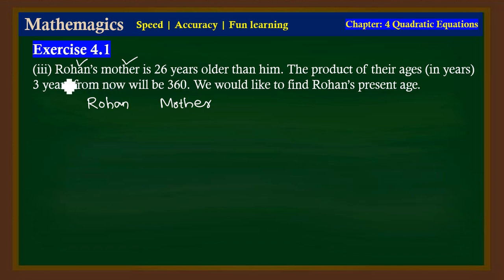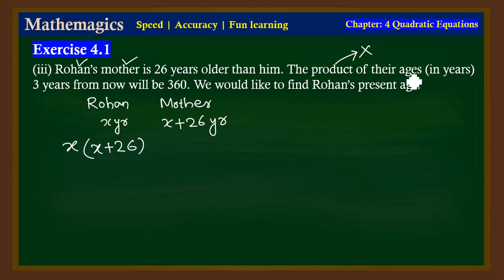Okay, but now we are going to follow. Rohan's mother is 26 years older than him. So suppose Rohan's age will be x years, then Rohan's mother is 26 years older. It means her age will be x plus 26 years. It is so simple. Now, the question is saying that the product of their ages, obviously in the past question I already have discussed that the product is equal to multiply. So, according to the question, the product means x into x plus 26.